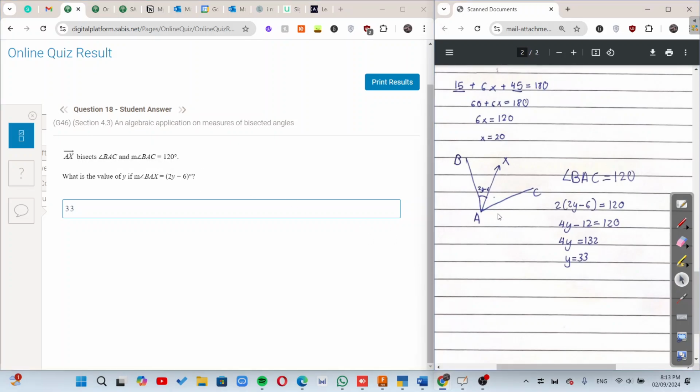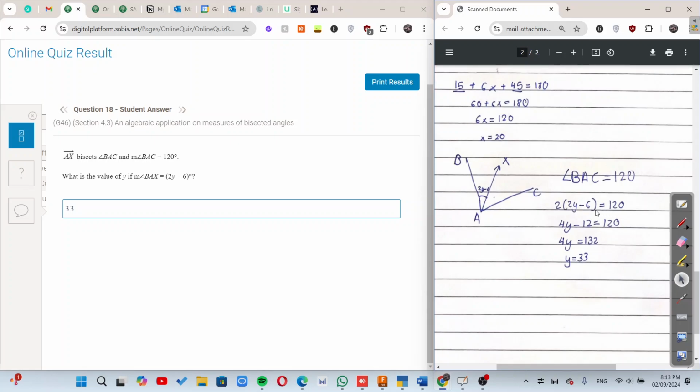So if it's bisecting this angle, and they tell you that the whole angle, BAC, is 120, and that BAX, which is only half, is 2y minus 6. See? They told you it here. So now you need to do 2 times 2y minus 6 is equal to 120, or you could do 2y minus 6 equals half of this, which is 60, but I'm going to do it now with the 2 times.